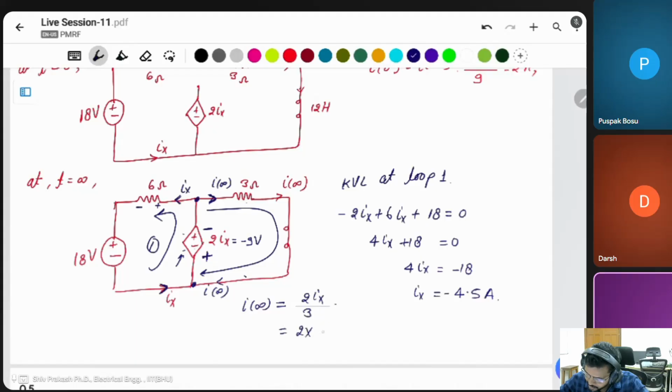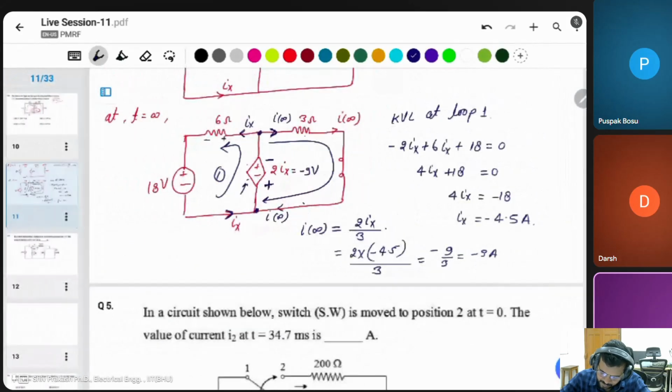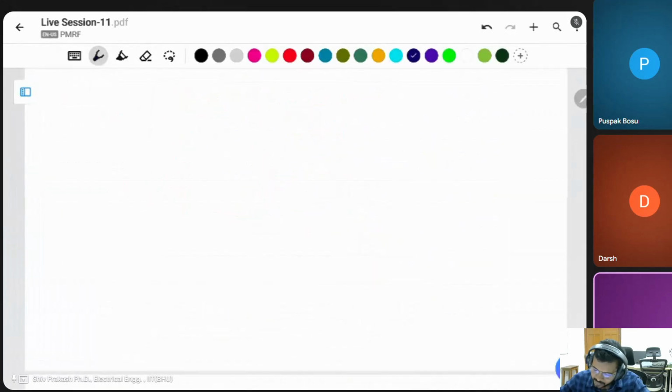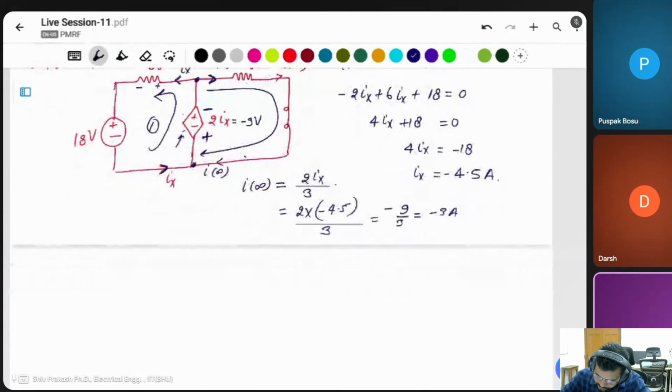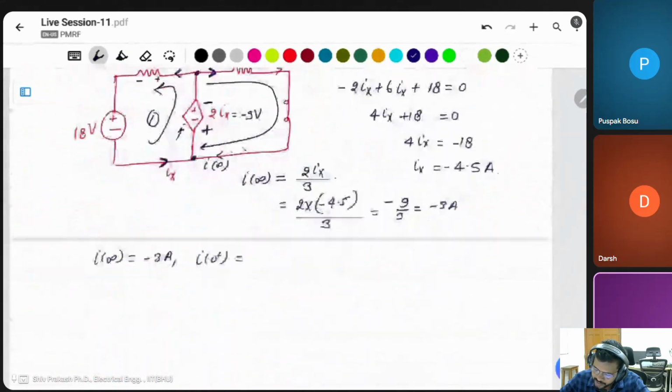2 into Ix, which is minus 4.5, divided by 3, which is minus 9 by 3, equal to minus 3 ampere. You can say the final current is minus 3 ampere. The initial current was already calculated. This will be 2 ampere. This is the 2 ampere.